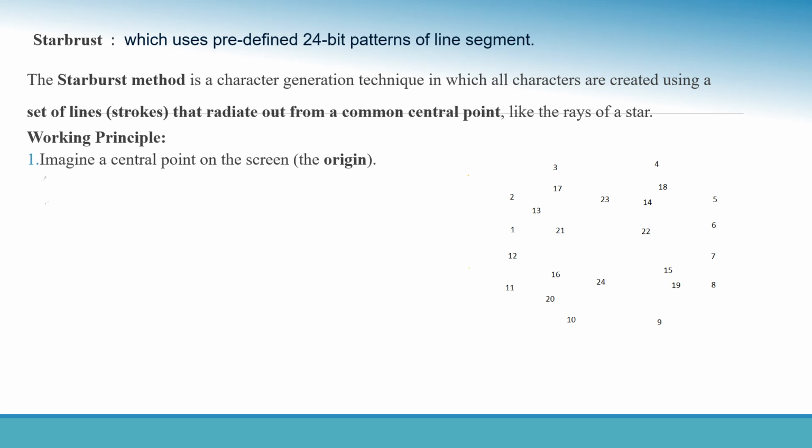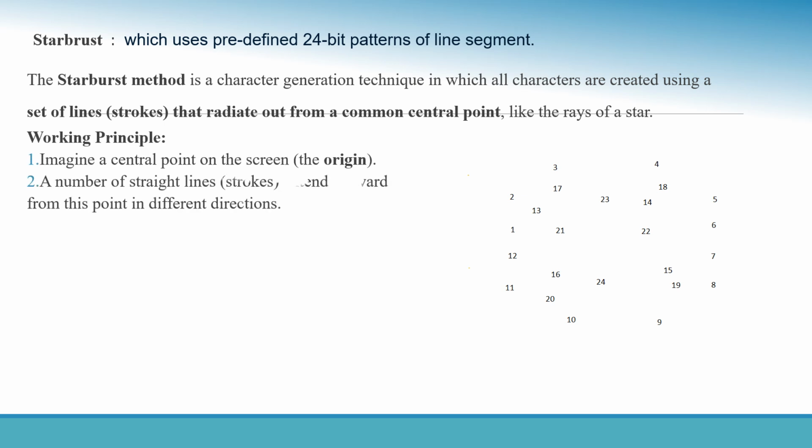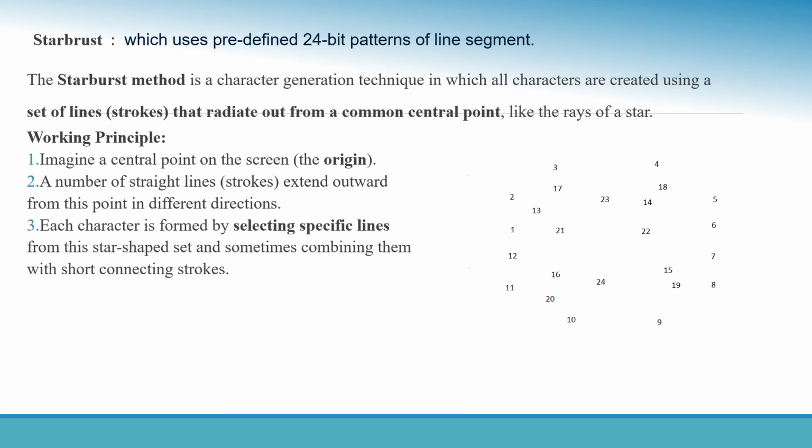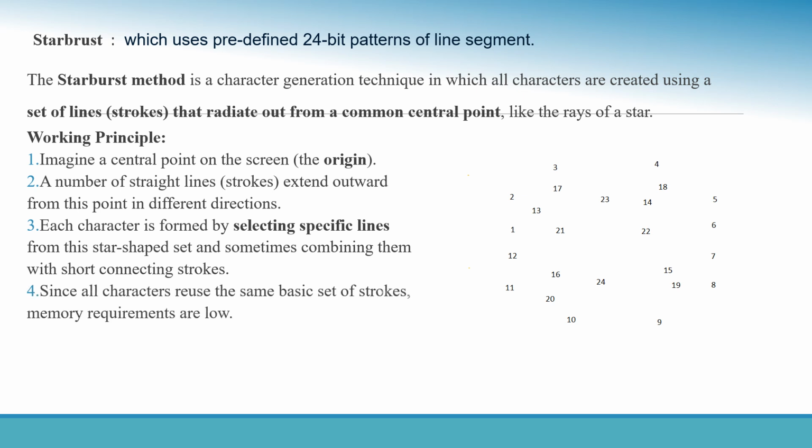So how does it work? The working principle is, imagine a center point on the screen, which we consider as the origin, and a number of straight lines, that is strokes, extending from this point in different directions, from the origin to all directions. Each character is formed by selecting specific lines from this star-shaped set and sometimes combining them with short connecting strokes. It will be explained by this figure.